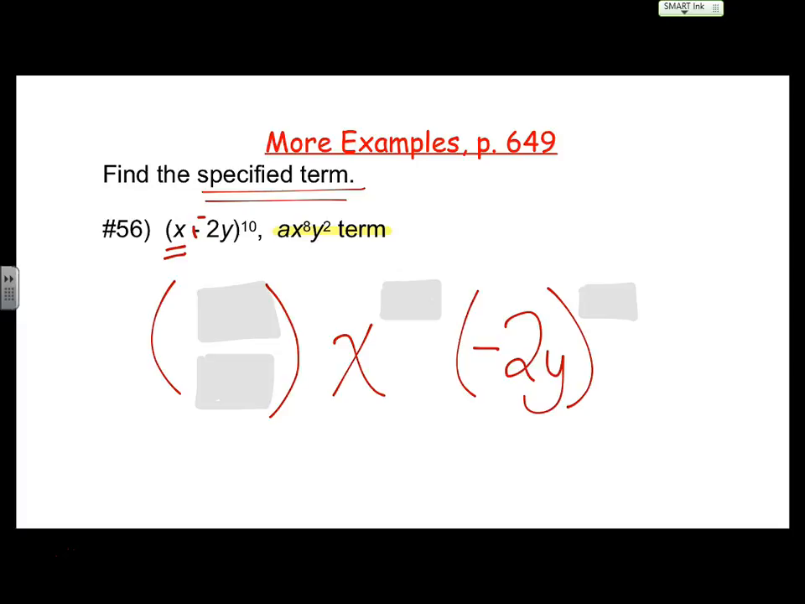We could do the 8 and 2. Where can we put the 8? Put the 8 above the x, right? Okay. We know x is going to be to the 8th. That's good. What else?